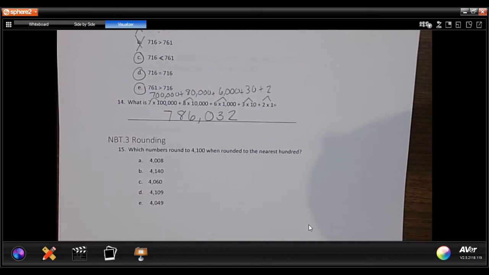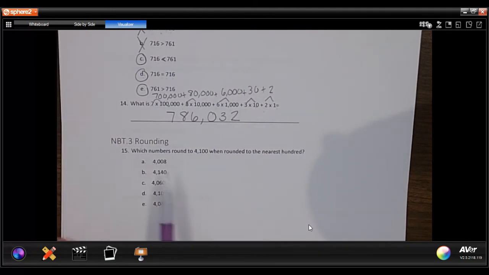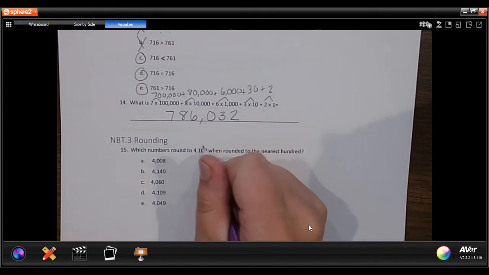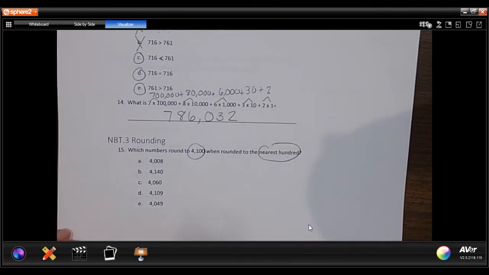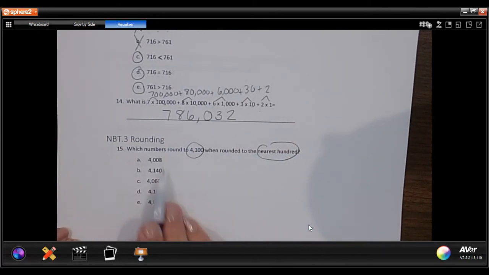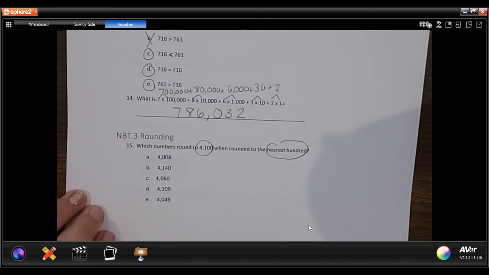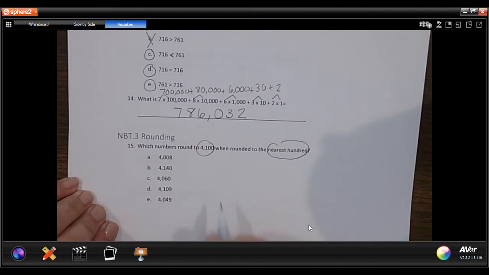In this video, we will continue working on our review sheet for our first unit test. We're going to start with MBT.3, which is rounding. Number 15 says, which numbers round to 4,100 when rounded to the nearest hundred? So it's asking which numbers. There may be more than one, so we have to make sure that we go through every single one to check. So I'm going to just round each of these to the nearest hundred and see which answers come up to be 4,100.